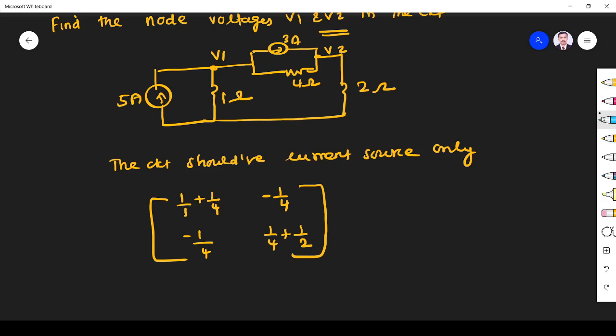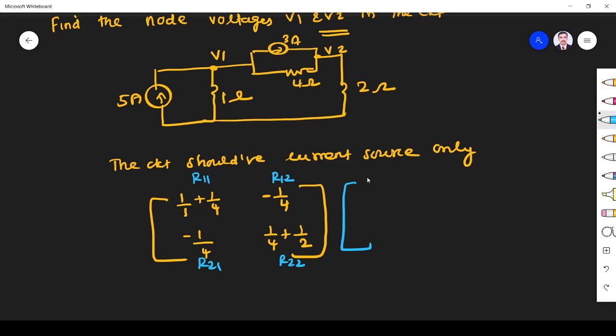What does it mean? It is nothing but R11, R12, R21, R22. R11 is the reciprocal sum of the resistors connected to node 1, so 1 by 1 plus 1 by 4, as 2 resistors are connected. R12 is the resistor common to nodes 1 and 2, so 4 is common. Take its reciprocal and put a negative symbol. Similarly, R21 is the resistor common to 1 and 2; reciprocate it and put negative. R22 is the sum of the reciprocals of the 2 resistors connected to node 2.